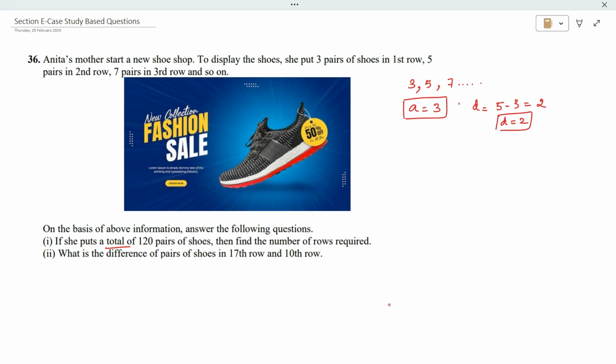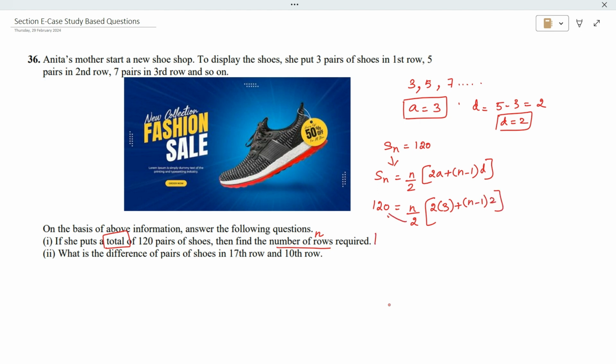If she puts a total, so total is sum, okay, of 120 pairs of shoes, then find the number of rows required. So they're asking me to find n, and Sn is given. So Sn is given as 120. So what is the Sn formula? Sn is equal to n by 2 times (2a plus (n minus 1) times d), isn't it? So I'm going to substitute Sn as 120 and the values of a as well as d. So it will be 2 times 3 plus (n minus 1) times 2.